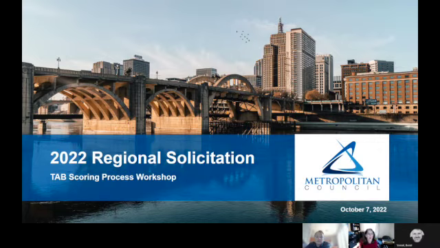Welcome to the workshop on the scoring process for the regional solicitation. I'm Elaine Kutsukos, and I'm the coordinator of the Transportation Advisory Board. Also presenting is Joe Barbeau, Senior Transportation Planner for the Council. We will start with an overview of the solicitation, the modal categories and criteria weighting, then follow this with the scoring process to get to the final project scores.